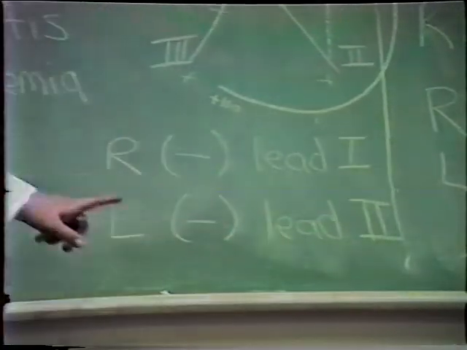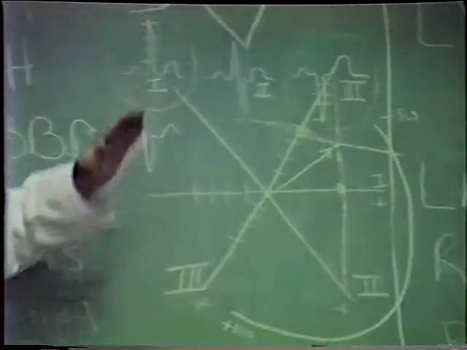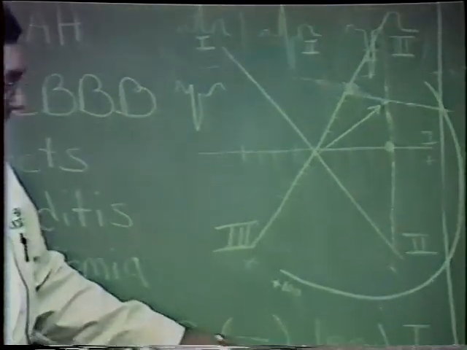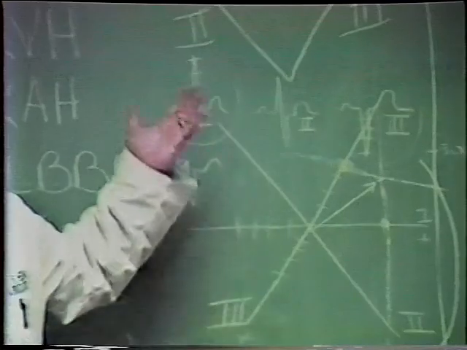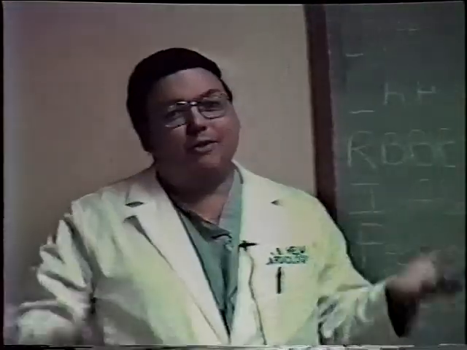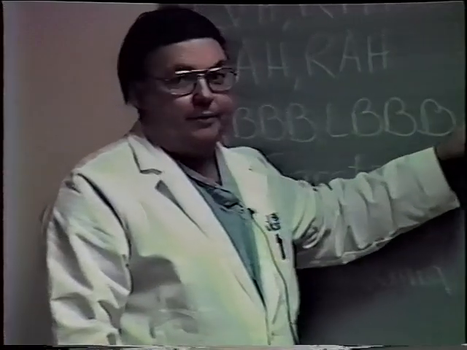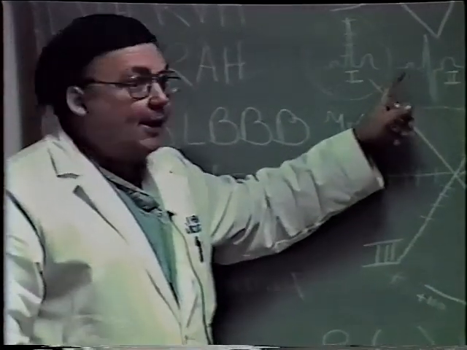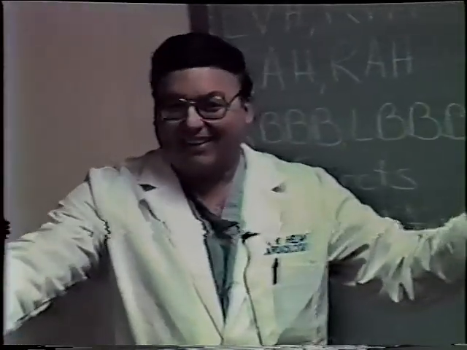If it's negative in lead 2, it's left axis. If it's negative in lead 1, it's right axis. That's it. Just that simple. If it's negative in lead 2, it's left axis. Negative in lead 1, right axis. Okay, say it's positive in lead 1. Well, that's not right axis. If it's positive in lead 2, that's not left axis. It's normal axis. Right?